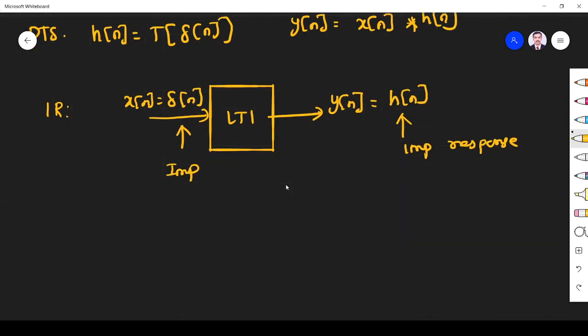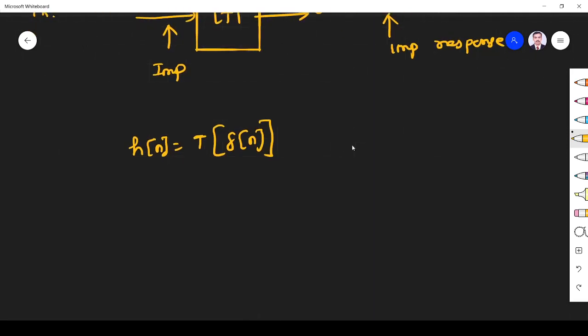So simply, my h of n is the impulse that is transformed. T is some function, so we do something on this T of del of n, and what we get is h of n. So this is what the impulse response is.